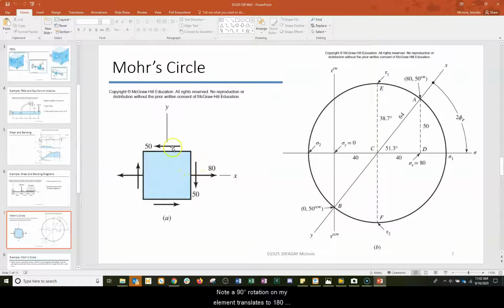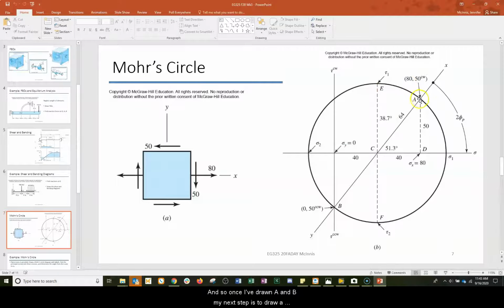A 90 degree rotation on my element translates to a 180 degree rotation on Mohr's circle. So it's twice the angle on the physical element. The point of Mohr's circle is to allow us to take a stress element and identify the principal planes of stress, which gives us our maximum and minimum normal stresses, as well as our maximum shear stress.